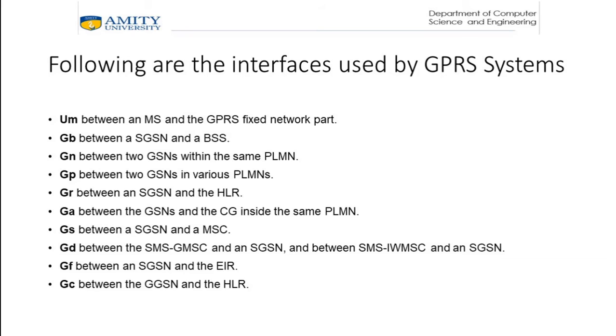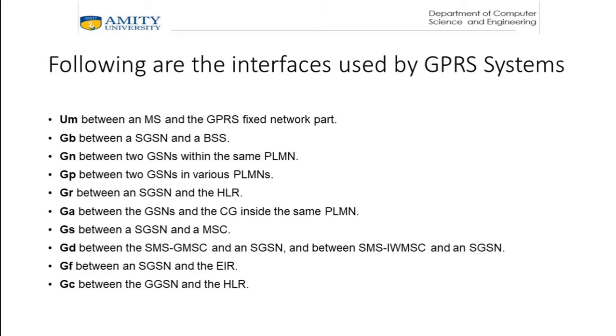Gn is between two GSNs within the same PLMN. What the Gn does is provide a data and signaling interface in the intra PLMN backbone. The GPRS tunneling protocol, GTP, is used in the Gn and the Gp interface over the IP based backbone network.